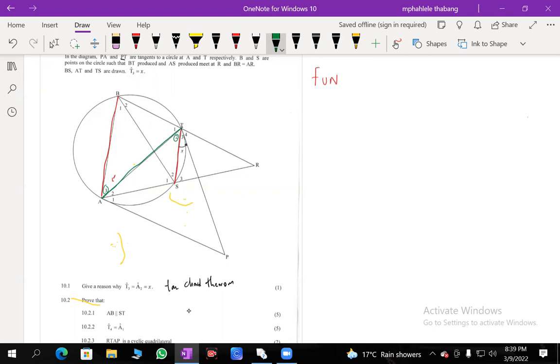If A3 equals T2, AB will be parallel to ST. If A3 equals T2, these things will be parallel.